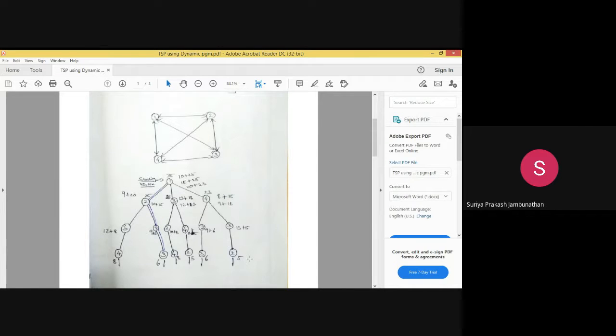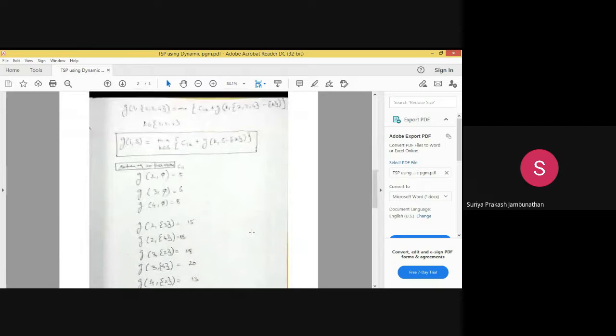So let's see the formula. The same way we are going to solve, and we will verify the answer with the tree answer. The formula is written as, we have 4 nodes in total, so it can be written as g of 1, {2, 3, 4}. These are the 3 subnodes we have, equal to min of c of 1k plus g of k, {2, 3, 4} minus k.